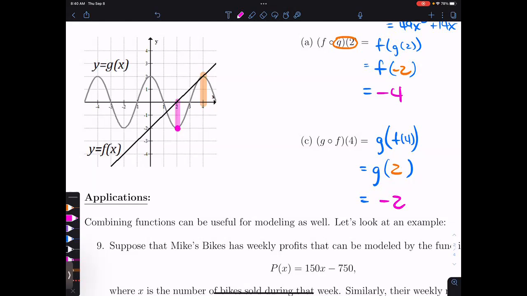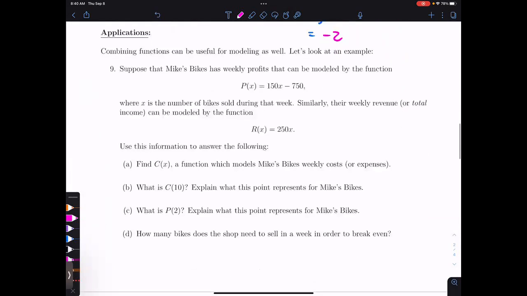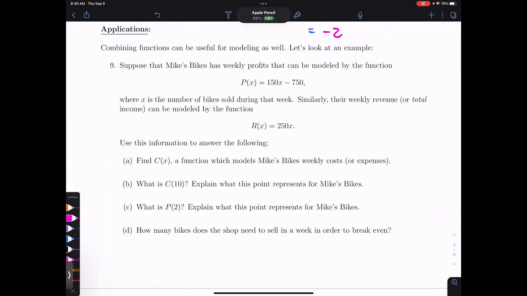All right, take a look at that last problem then. So these ideas that we've been talking about, we can use them to model things as well. So now we're kind of talking about all of it all together. So arithmetic, addition, subtraction, multiplication, division, and composition, kind of all together. Those are all tools that we have. Read that real quick a couple of times.